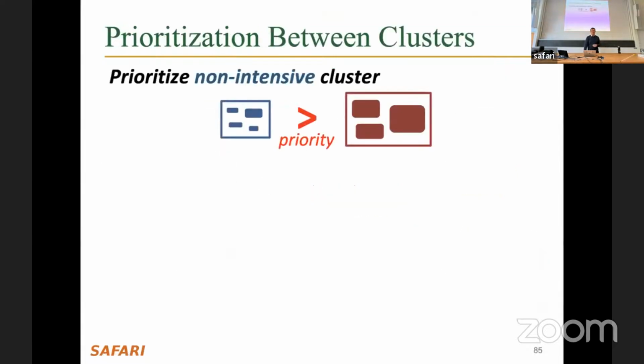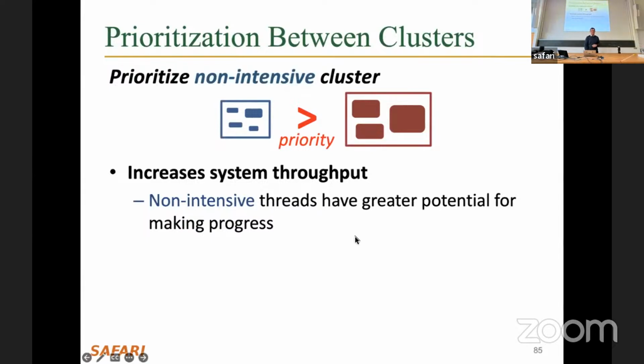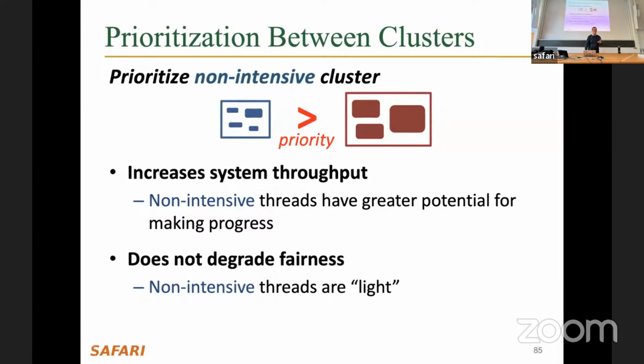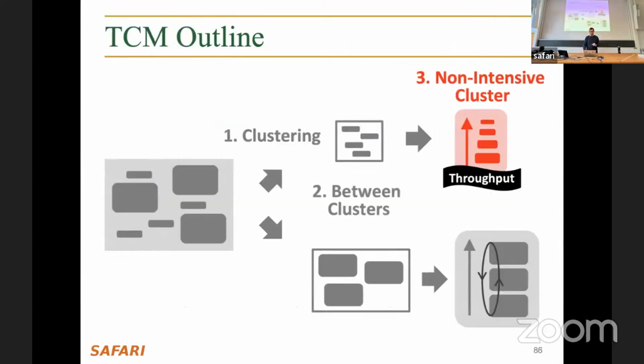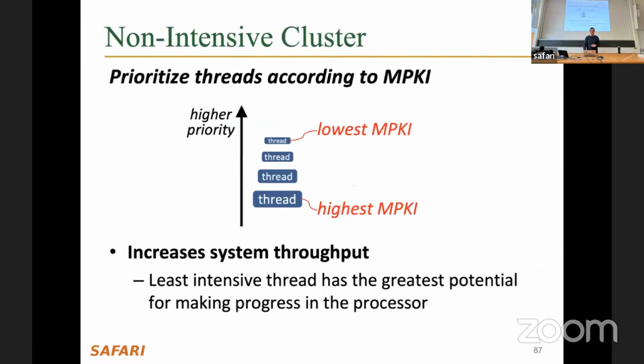Between clusters, we're going to prioritize the non-intensive cluster because non-intensive threads have greater potential for making progress. It increases system throughput, and this doesn't degrade fairness. That's the important realization. You prioritize these mice, but they're mice in the end. They're small. They don't hurt. They rarely interfere with intensive threads. And we've seen this before. This is not new. Within the non-intensive cluster, we're going to prioritize threads according to MPKI. I've already said this, but the least intensive thread has the greatest potential for making progress in the processor. So we're going to have a ranking that looks like this, lowest to highest.